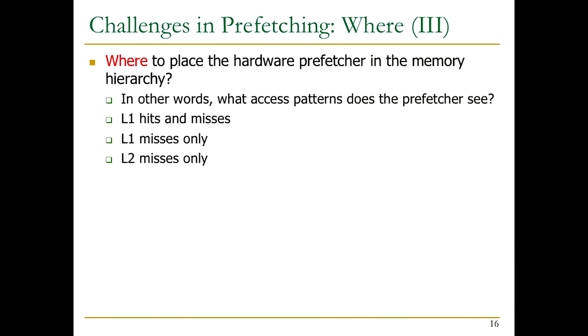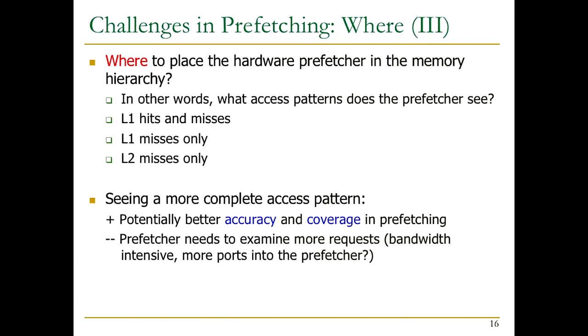So in the picture that I showed you, it was seeing the access pattern that goes into the L2 cache. Right? That's very different from the access pattern that goes into the L1 cache. L1 hits don't get exposed to a prefetcher that sits in front of the L2 cache. Right? So you get a filtered access pattern, which means that you may actually miss some of the patterns in the processor's full access stream. That may or may not be good. So if you see a more complete access pattern, if you're seeing every single request that is made by the processor, you potentially can get better accuracy and coverage because you can analyze that access pattern better.